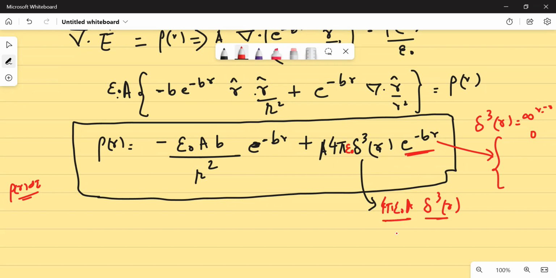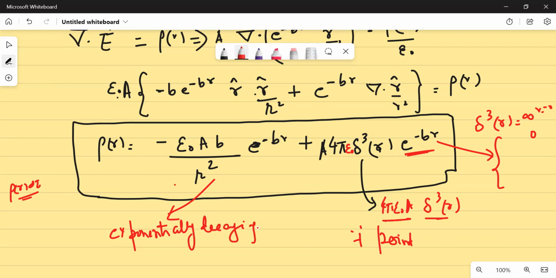Don't worry about it. So what does it represent? It represents your point charge, a positive point charge lying at the center and surrounded by an exponentially decaying negative charge density. So we'll catch on this topic in the next session.